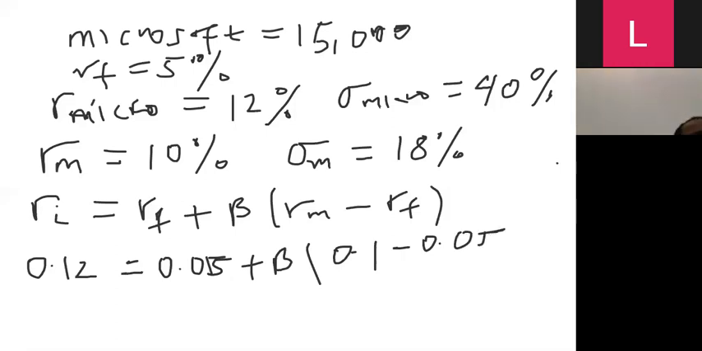Okay, so through this, I can get my beta. 12% minus 5% is 0.07, so that is 7%, equals beta into bracket, and 10% minus 5% is 5%, so 5% times beta. When I divide, 7 divided by 5 is equal to 1.4. That means my beta is equal to 1.4.